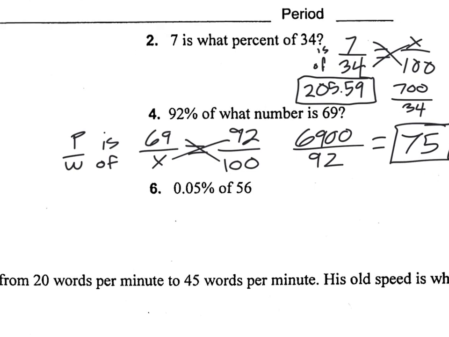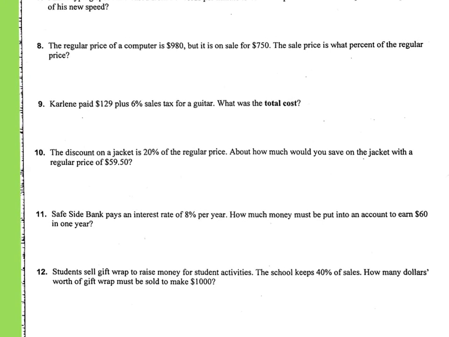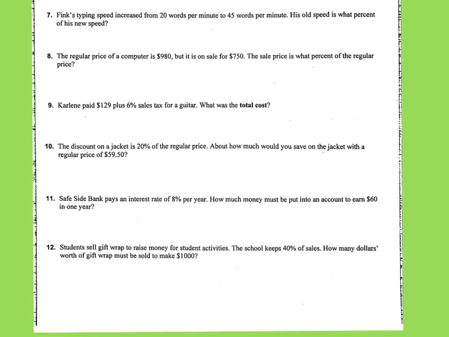Let's go on down to number 8 now. Number 8 says the regular price of a computer is $980, but it is on sale for $750. The sale price is what percent of the regular price? Okay, now these word problems, this is where the is and the of is kind of hard to see sometimes. So I'm still going to start out, because it says percent, with line equals line over 100.